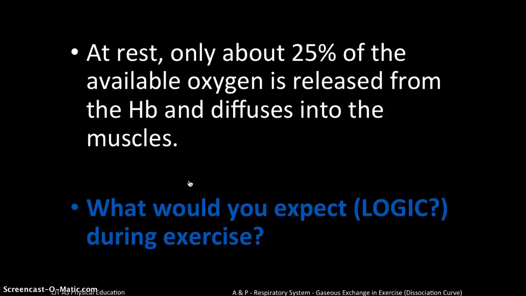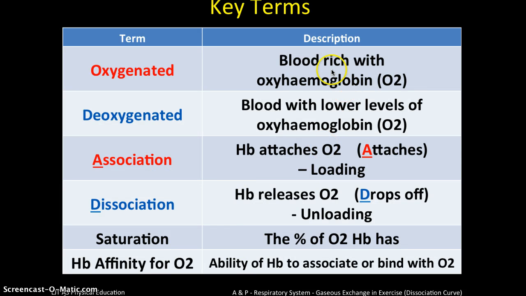In exercise, however, we might expect something different, and always go back to logic. What would we expect different? Only a little bit of oxygen dissociating or going into the muscles? No, we would expect much more. So here are the key terms that you must now know and use. Oxygenated blood is blood which has lots of oxyhemoglobin, hemoglobin carrying a lot of oxygen. Obviously, deoxygenated is blood with less oxyhemoglobin in it. So typically, arterial blood is oxygenated and venous blood is less oxygenated, is deoxygenated.